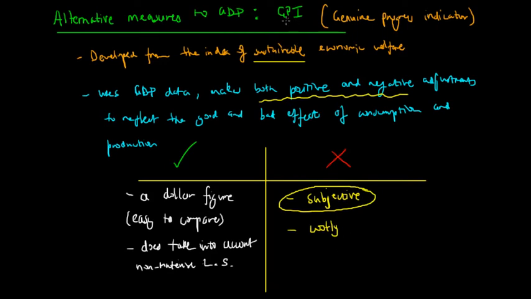Okay, so that's what the GPI is. It is developed from an index of sustainable economic welfare and uses GDP data to make both positive and negative adjustments to reflect the good and bad effects of economic activity, such as consumption and production.